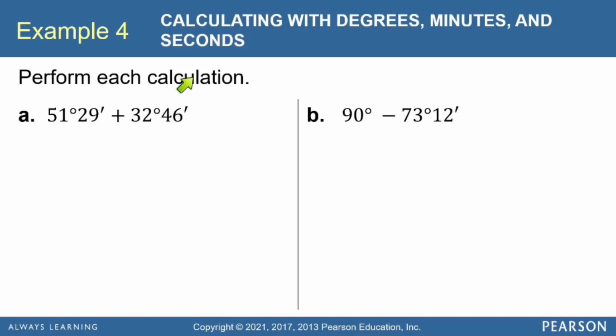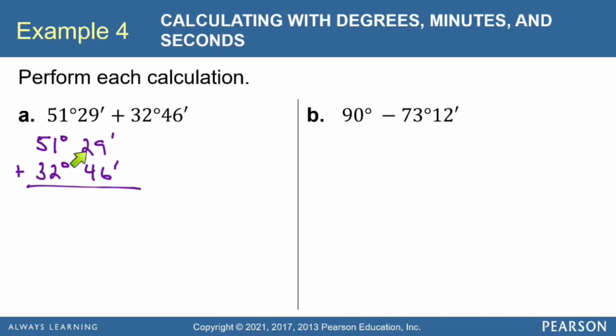So it says perform each calculation, 51 degrees and 29 minutes plus 32 degrees and 46 minutes. If we were going to do this manually, we would do this exactly the same way you would add hours and minutes of time. So we'll put down 51 degrees and 29 minutes plus 32 degrees and 46 minutes. And what we'll do is we'll just add the minutes together and then add the degrees together.